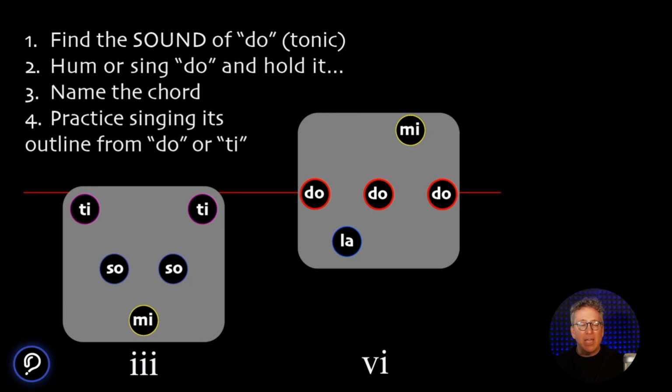You can do the same thing with a 3 chord. So here's the cadence. And I'm holding do, holding do. I know that's ti, and now I'm going to go ti, so, mi, so, ti. Now you can do this on your own without an instrument, just simply by going do, la, do, mi, do. Switch. Ti, so, mi, so, ti. Do, la, do, mi, do. Ti, so, mi, so, ti.